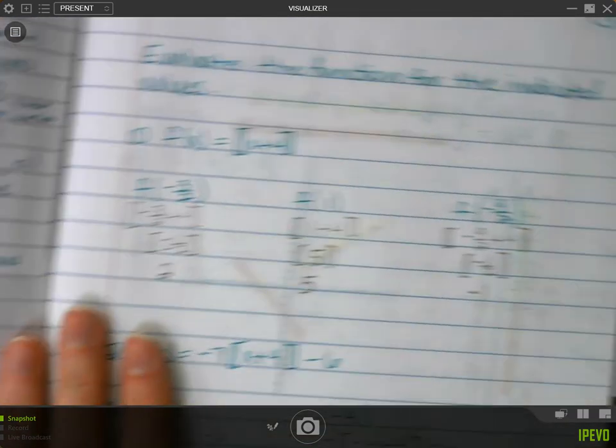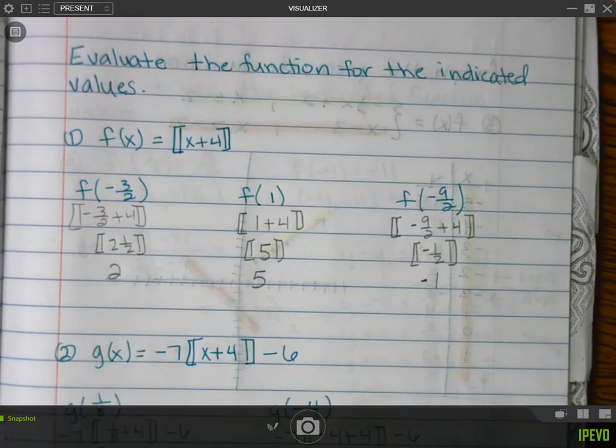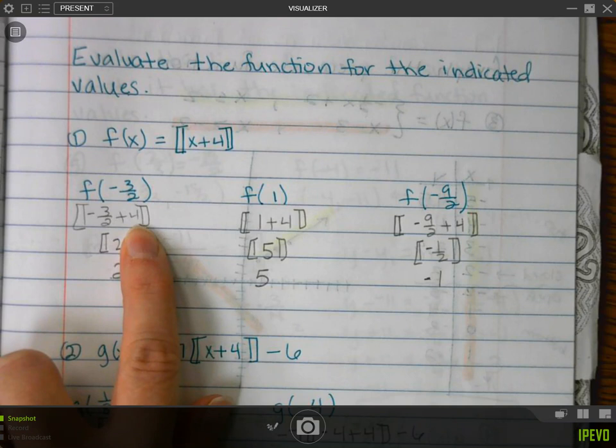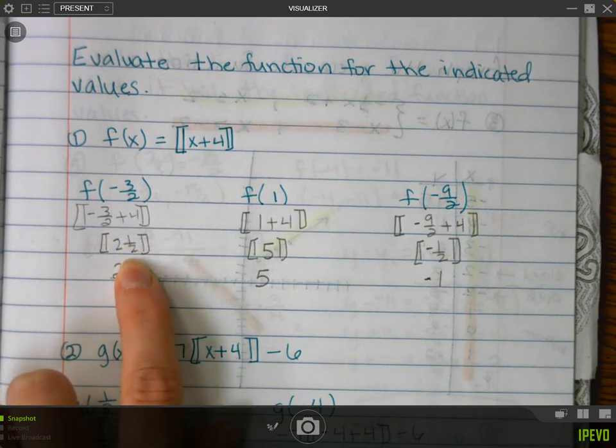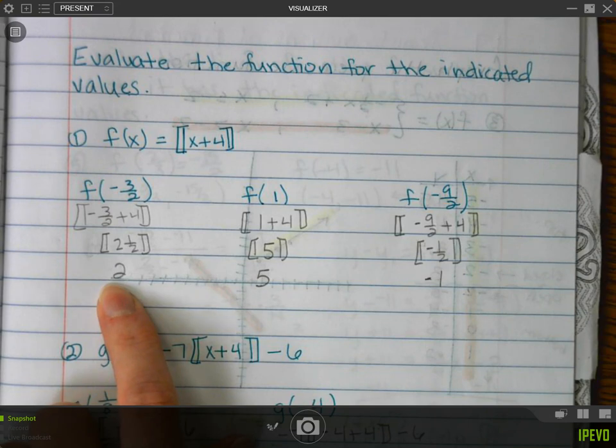All right, so some practice evaluating some uglier ones. We have these. We're going to talk through. If I'm evaluating the greatest integer of x plus 4, you have to plug in the value, figure out what it is, just like with absolute value, and then do that greatest integer part. So plug in negative 3/2. Negative 3/2 plus 4 works out to be 2.5. And then you do the greatest integer, which rounds it down to 2.